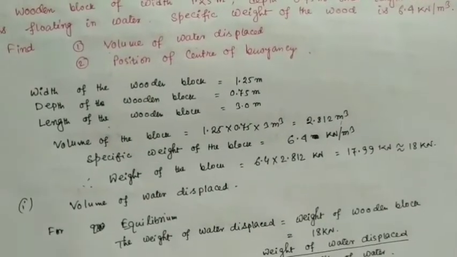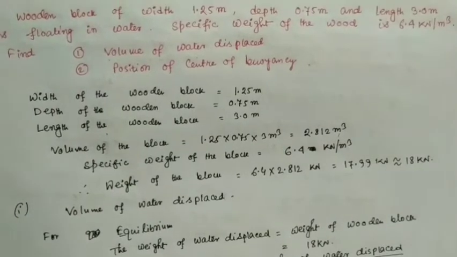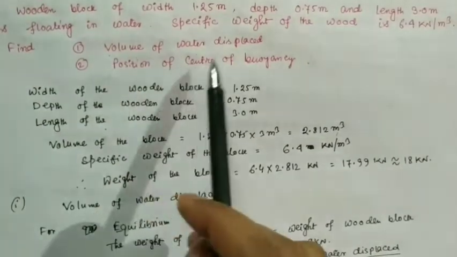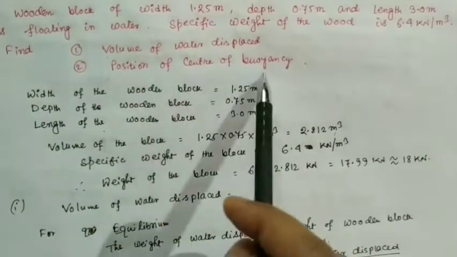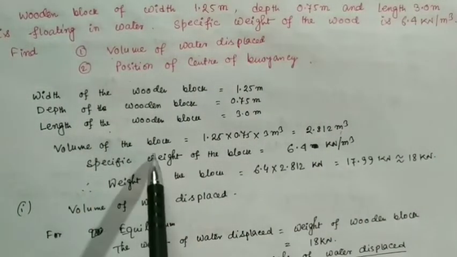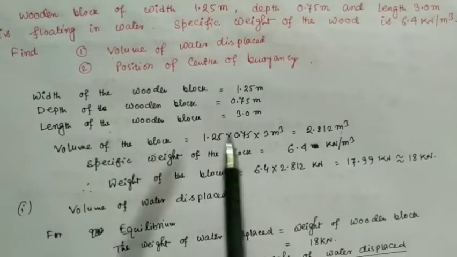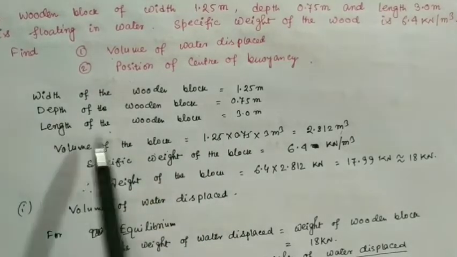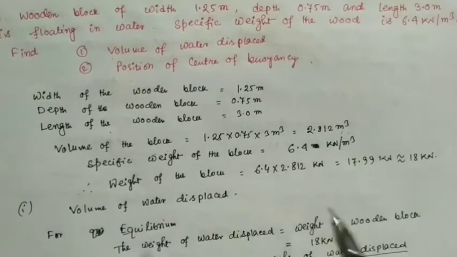So I repeat again. The question asked, you have to find the volume of water displaced and the position of the center of buoyancy. So first you have to find out the volume of the block. To find the volume of the block, you have to multiply width, depth and length. Then you get the volume.